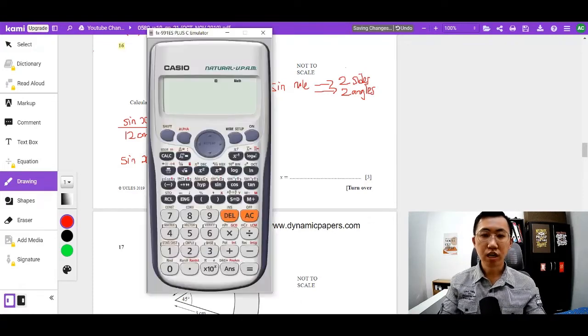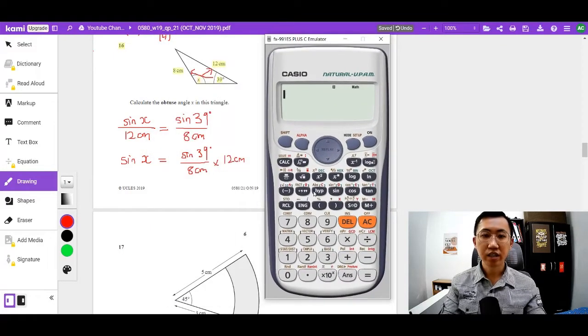So we need to use our calculator here. Let me move this slightly away. We are going to do sine 39 first. Sine 39, close, divided by 8. Press equal first. Don't do everything in one shot. Then you multiply with 12. After that, multiply with 12. Alright, so you can see a lot of numbers, right? You need to copy as many numbers as possible. So teacher is going to do that.